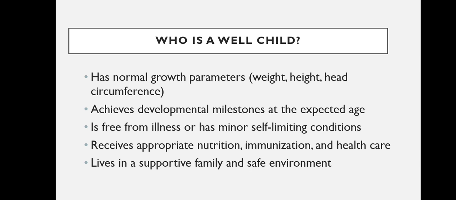Is the child receiving the health care? Health care, things like advice on nutrition and even anthropometry, getting their weight, length, everything, so that they determine if the child is getting really well. The fifth one is saying, the child lives in a supportive family and safe environment.